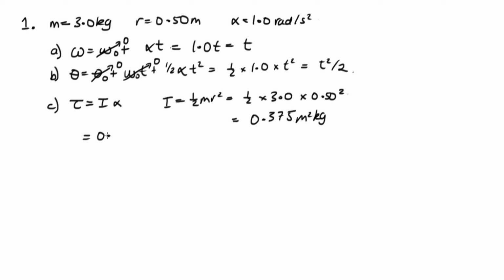So now what we can do is substitute this into here. So we've got 0.375 times 1.0, and that is equal to 0.375 Newton meters, but we should give our answer to 2 significant figures, as everything else is given to 2 significant figures. So this is 0.38 Newton meters.